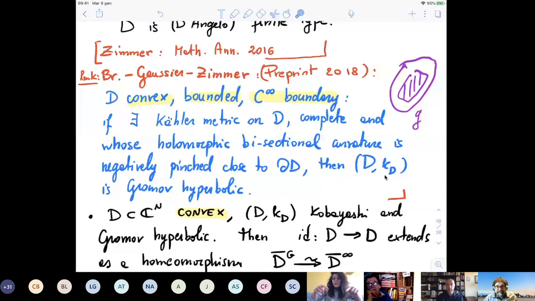No. We just know that we have an open domain, and we have a Kähler metric which is complete, and outside the compact set the holomorphic bisectional curvature is negatively pinched. That's the meaning of close to the boundary. So there is no boundary, in fact. We don't use the boundary at all. In the sense that it's an extrinsic condition; in intrinsic terms it means that outside the compact set you have those conditions.